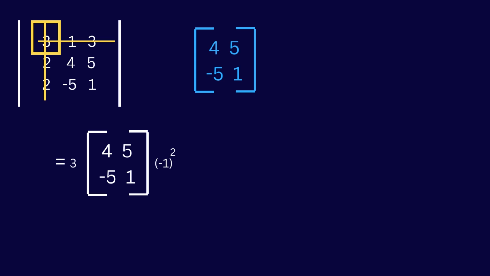Then create a 2 by 2 matrix using these 4 numbers like this. This matrix should be multiplied by the first number of the first row, and again multiplied by negative 1 squared. So I will write it like this: 3, then the new matrix, then negative 1 squared.